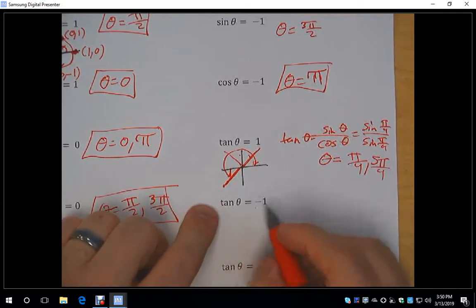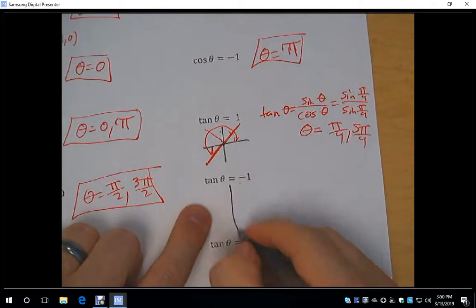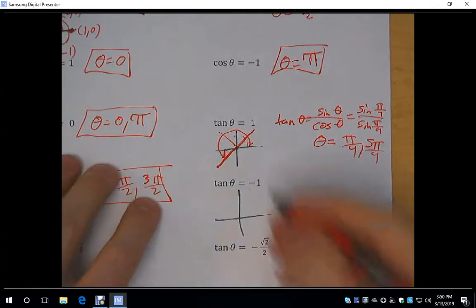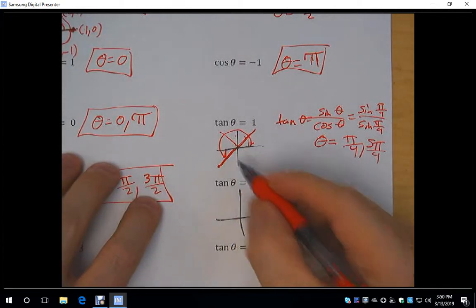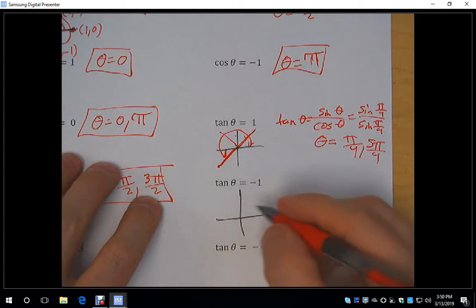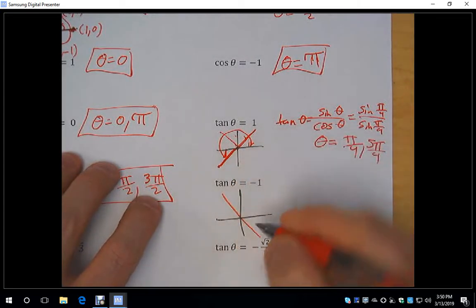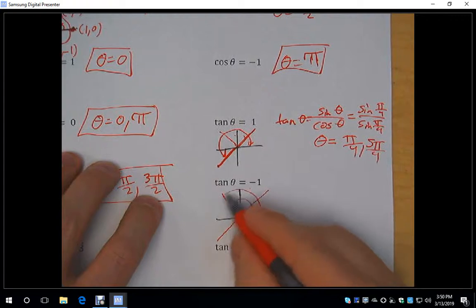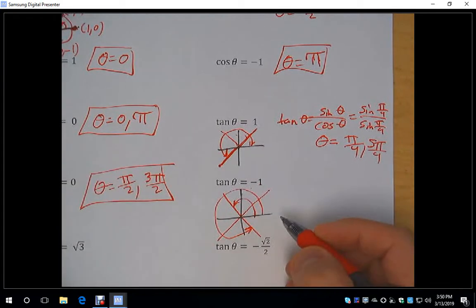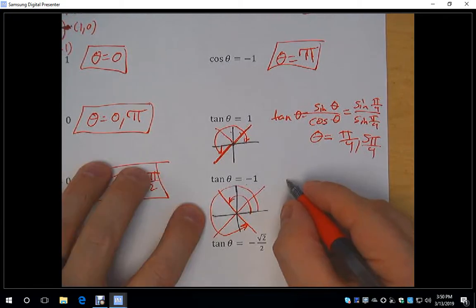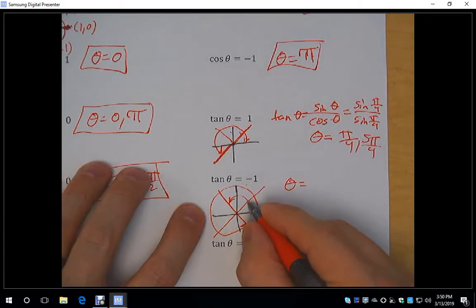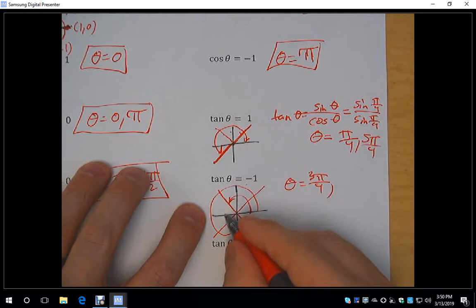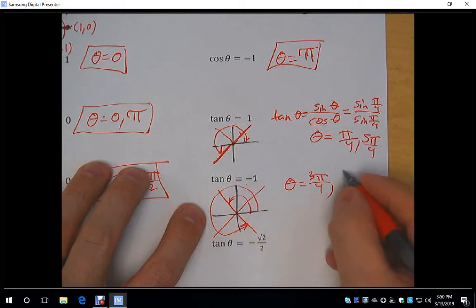All right, where's tangent of theta going to give me negative 1? Well, if our positive tangents are in the first and the third quadrant, then our negative tangents are going to be in the second and the fourth quadrant. So we are looking at this rotation and this rotation here, which means theta has to be 3 pi fourths, counting 1, 2, 3 pi fourths, and then 4 pi fourths, 5 pi fourths, 6 pi fourths, 7 pi fourths. So we also have 7 pi fourths.